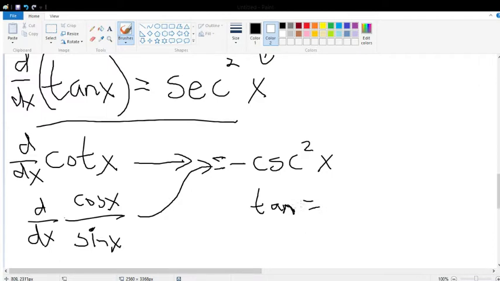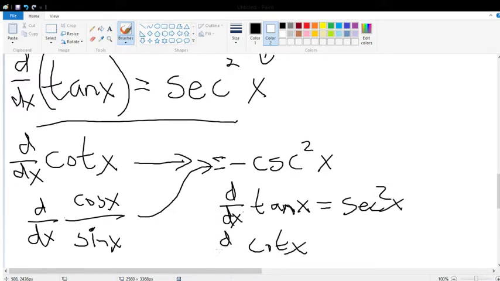If you notice, there's a lot of symmetry going on. If you take the derivative of tangent of x, you get secant squared of x, and the derivative of cotangent of x is equal to negative cosecant squared of x. It's not that hard to memorize because they're both squares, and the tangent of x goes with the secant squared of x, and then cotangent goes with the cosecant, and they're both squared, and then the co is negative.